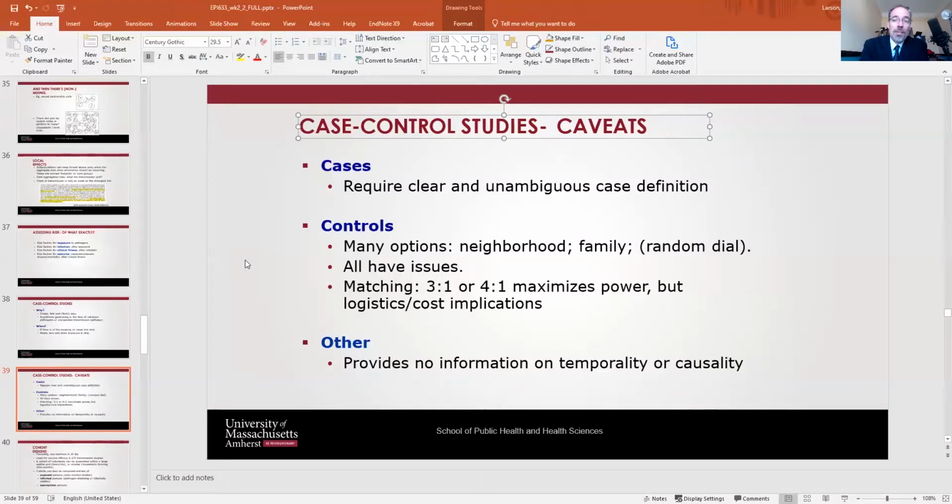Controls, we have many options that we can choose from: neighborhood, family, all have issues. Everything you do in any study has pros and cons. There are problems with everything. You just pick the best, or the least worst, option that you can find. Matching, you can increase your number of controls per case. And you see this a lot where people match 2 to 1 or 3 to 1. It maximizes power, but costs money. And it provides no information on temporality or causality, simply comparing risk profiles between diseased and non-diseased people.